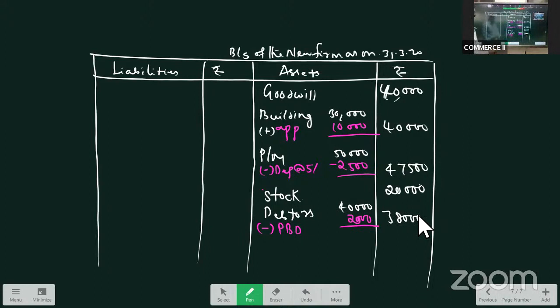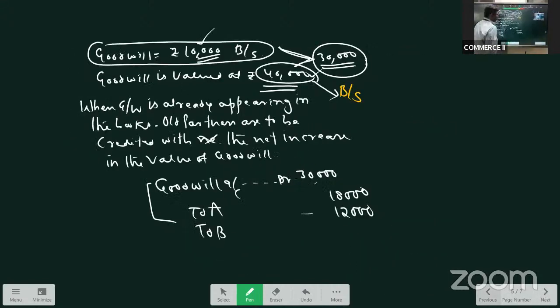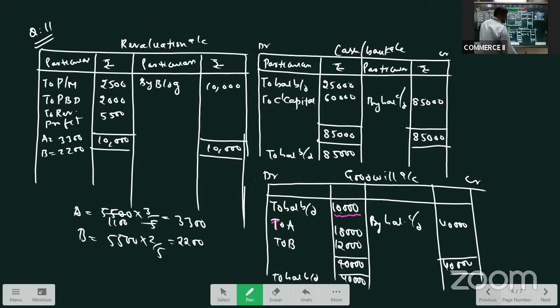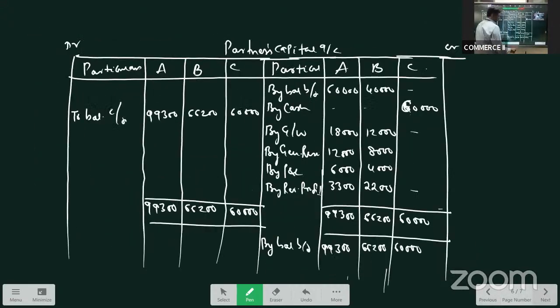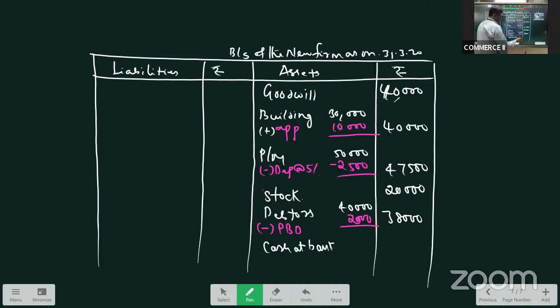And cash at bank. We had prepared cash account, no? Let us take the figure from there. How much cash balance we got? 85,000. So we'll take it at 85,000. Cash at bank now is 85,000.